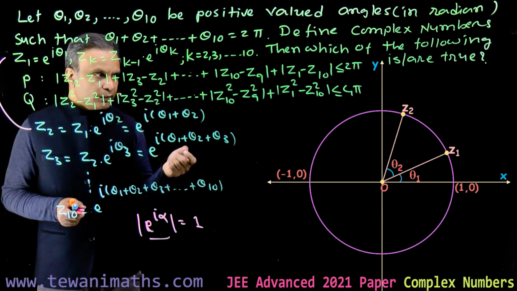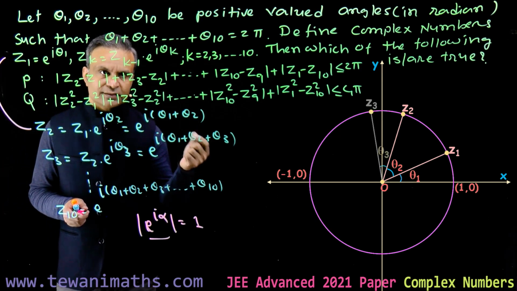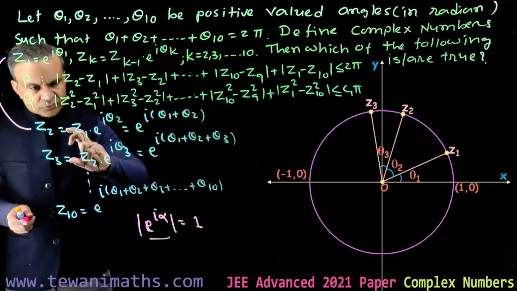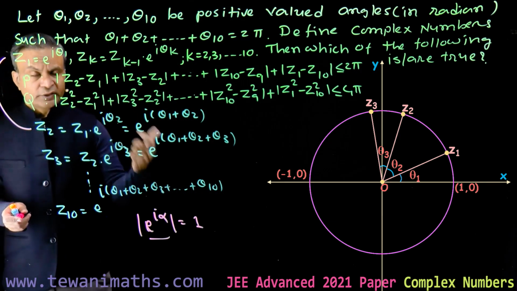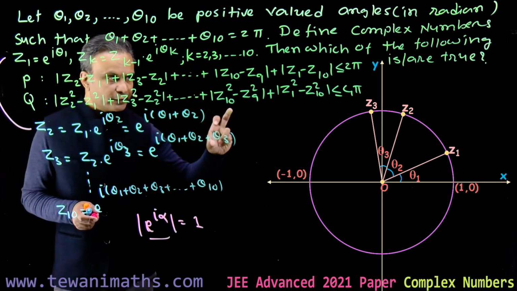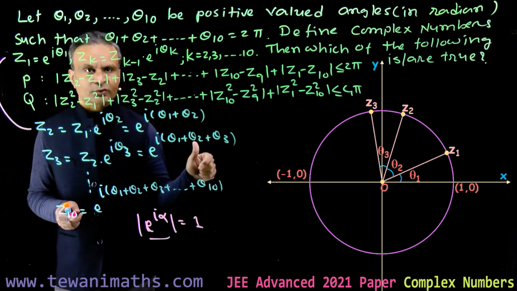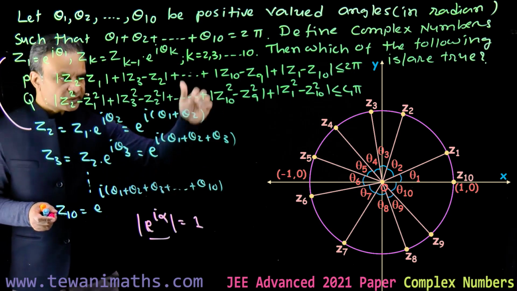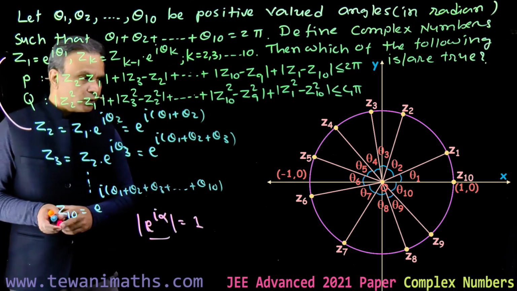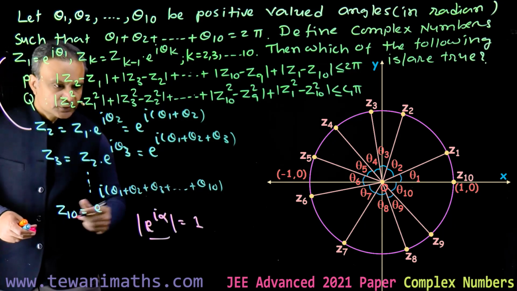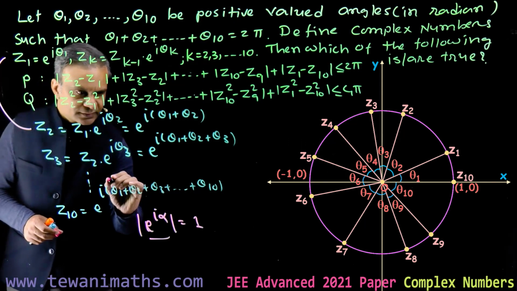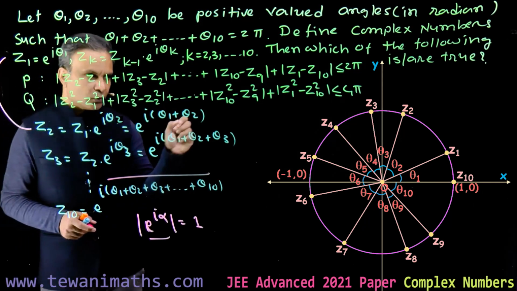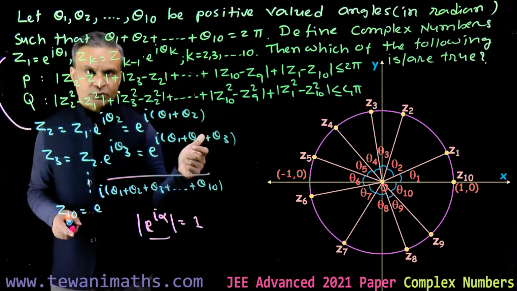Then we mark complex number z3 such that its argument is theta 1 plus theta 2 plus theta 3. The difference between arguments of these two complex numbers is theta 3, so the angle between OZ2 and OZ3 will be theta 3. Similarly we mark other complex numbers z4, z5, z6 up to z10. z10 will be on the real axis, because the argument of z10 is this sum, which is 2 pi. So this complex number z10 lies on the positive real axis.